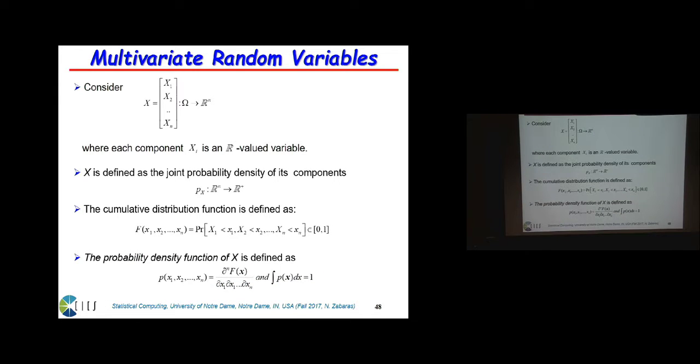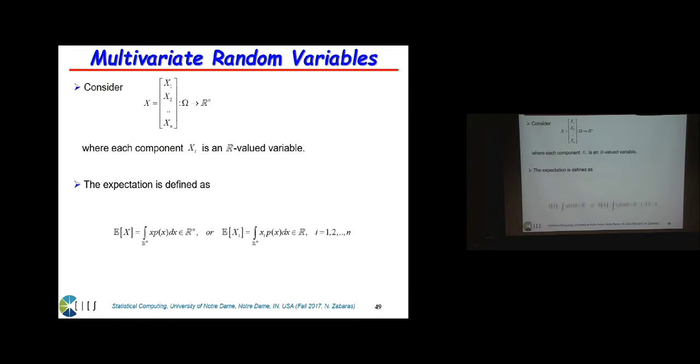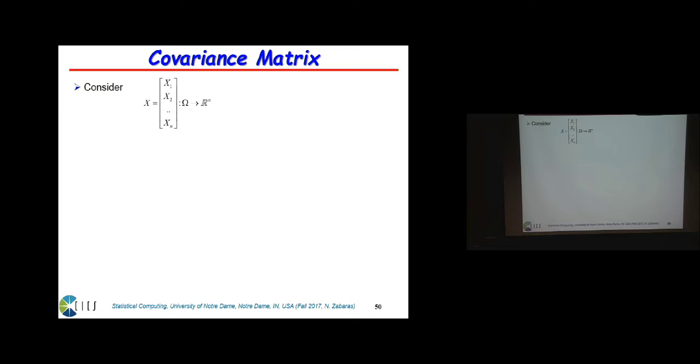You can define the cumulative distribution functions for many variables, exactly the same way we did for univariate random variables. Okay, so this is the CDF for n random variables, and of course the PDF can be seen as the nth derivative with respect to x1, x2, xn, and I see a typo there.